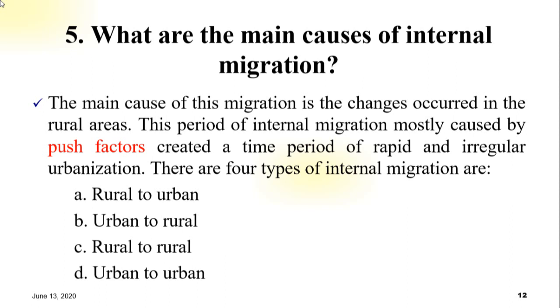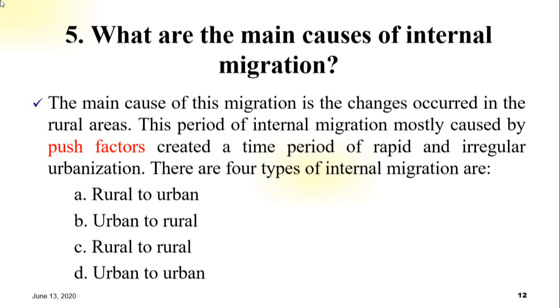There are 4 types of internal migration: rural to urban, urban to rural, rural to rural, and urban to urban. I will tell you one by one, so it's easy for all of you to understand. Rural means countryside, urban is a city. So number 1, from countryside to city; number 2, from city to countryside; number 3, from countryside to countryside; and number 4, from city to city. This is the main causes of internal migration.